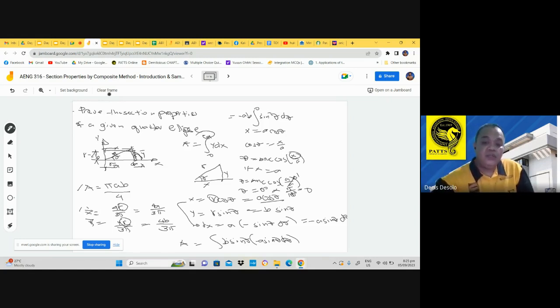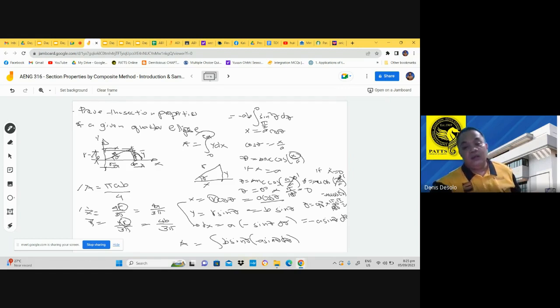Now, for the lower limit, we replace x by 0. That's the lower limit in here. So theta now is equal to arc cosine 0 over a. 0 divided by any number is 0. So what will be the arc cosine of 0? You will get 90 degrees, or in radian measurement, that is pi over 2. So it means our lower limit is pi over 2.